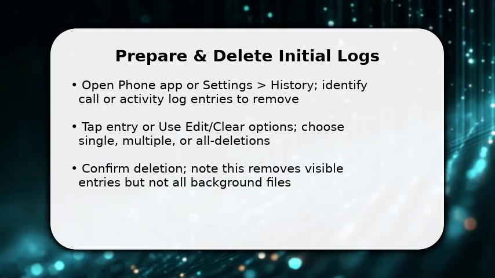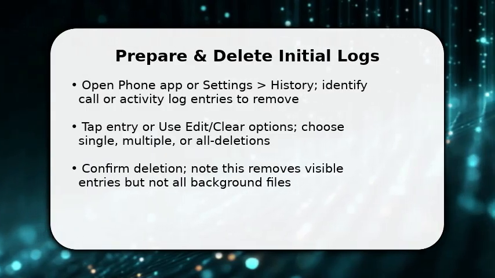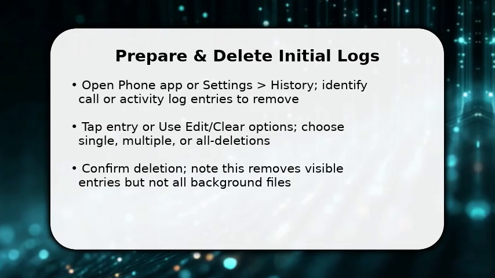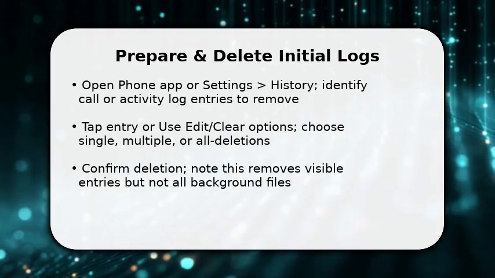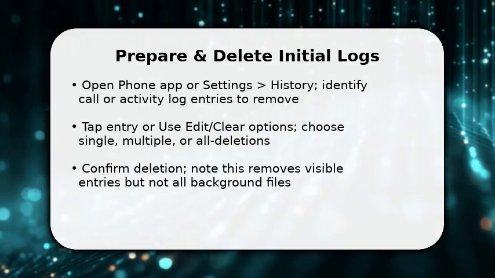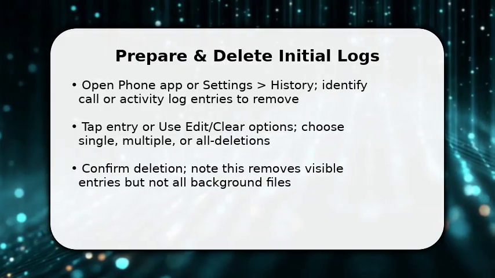You start by removing the visible records you see every day. Open your phone or activity app, then go straight to History. Select the entries you want gone: single taps for one item, press Selection for many, or the Clear All option to wipe the list. You do this because visible logs are the first privacy risk.